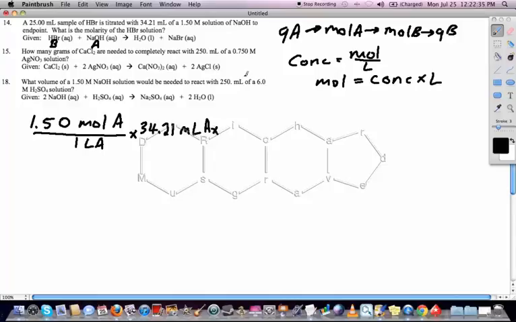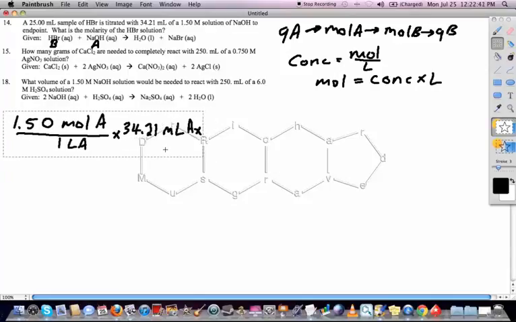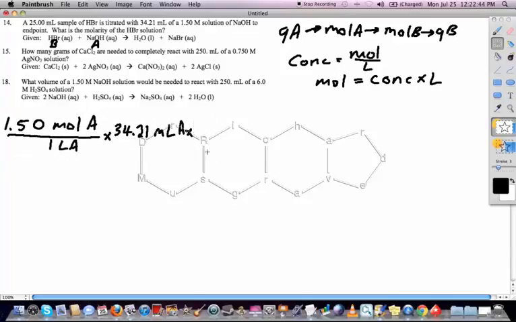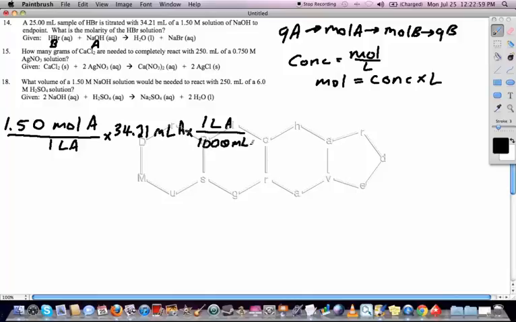I'm going to multiply that by the volume. And I'll just make myself a little bit more room here. Alright, now I'm going to convert that into litres. And all of this was with the aim of getting to moles of A. See, this will cancel, this will cancel, this will cancel, and this will cancel.